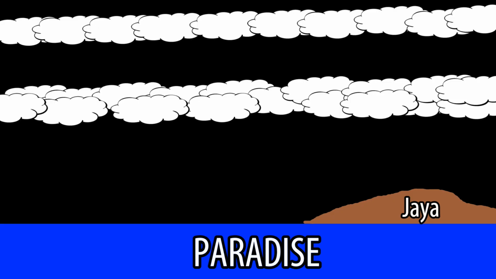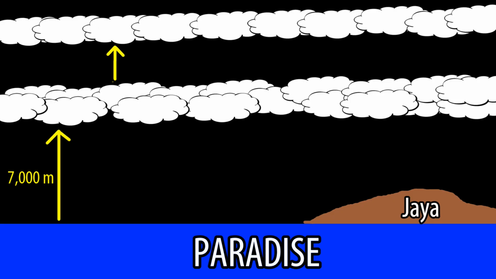But I will mention how the Sky Island thing works here. Okay, so here is Paradise, and here is the island of Jaya that I will just be using because this is how it worked in the actual story. Okay, so you can see that there's 2 cloud layers here.